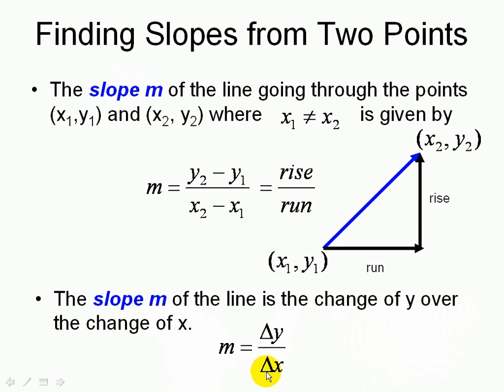And this triangle notation or icon is to denote change. So in this case, y2 minus y1 is the same thing as delta y. Delta x is just x2 minus x1, which again means the change of x in the denominator. In the numerator is the change in delta y, or change of y.